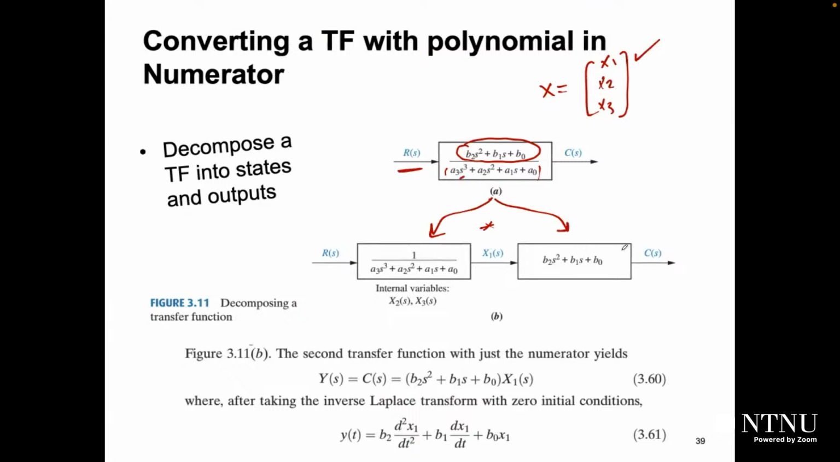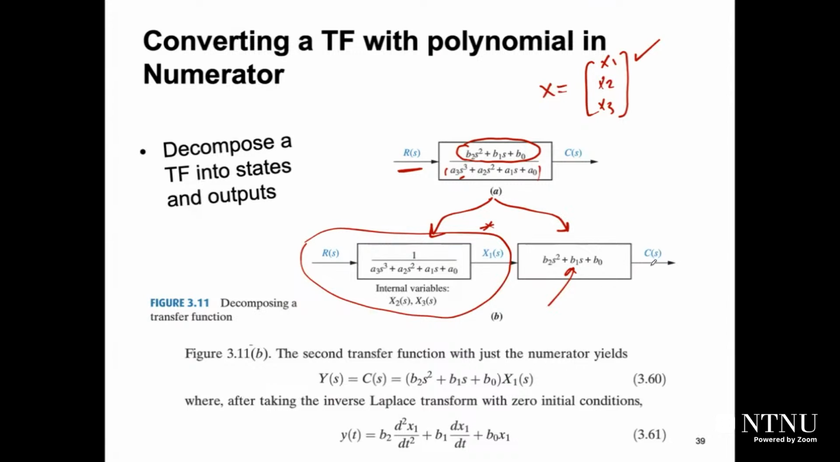And after that, we will have another block. The input to this block will be x1 of s, and the output will be c of s. And what is inside here, it will be this polynomial. So that is it. And getting the state equation, x1 of s divided by r of s, or getting x1, x2, x3, it's no problem. This is easy. And for the output, this is the output equation, right?